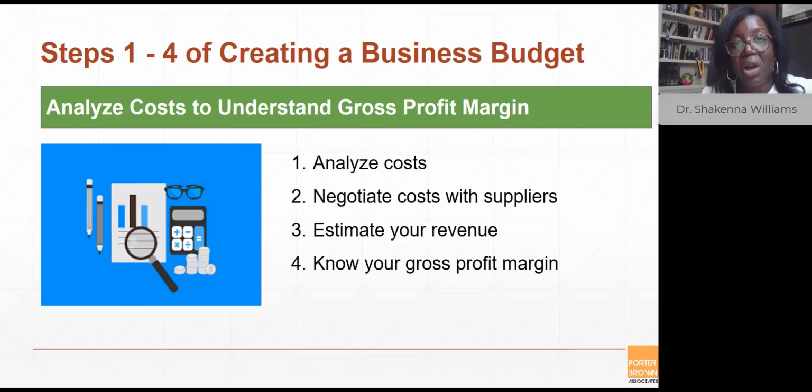Second, negotiate costs with suppliers. This step will be very useful for a business which has been functioning for more than a year and is dependent on suppliers to sell products. Before you get started on your yearly budget, have a chat with your suppliers and try getting a discounted rate for materials, products, or services you need before you make your payments.